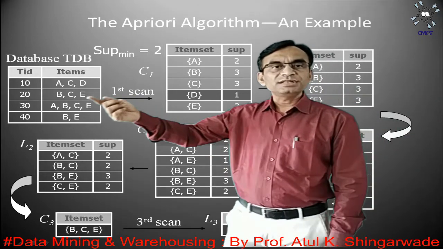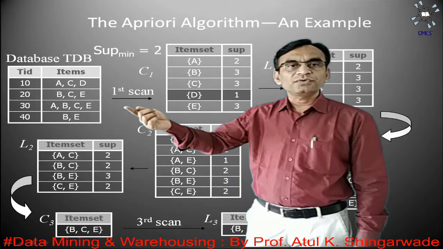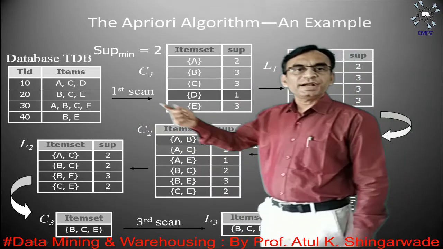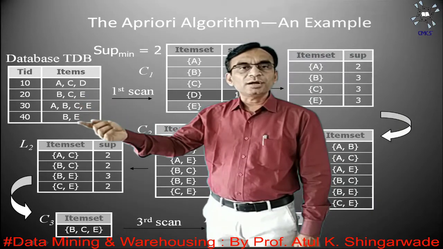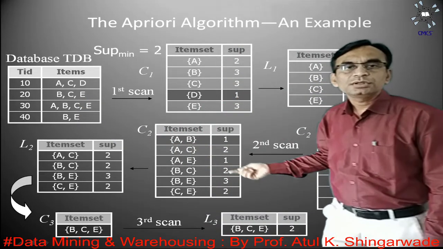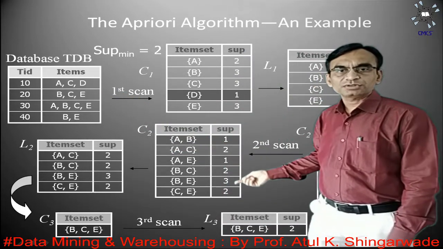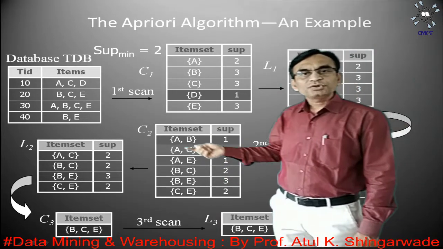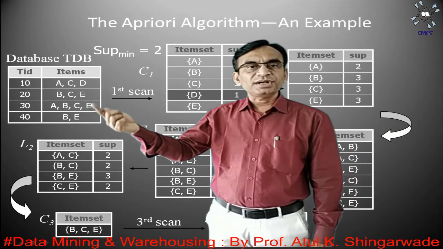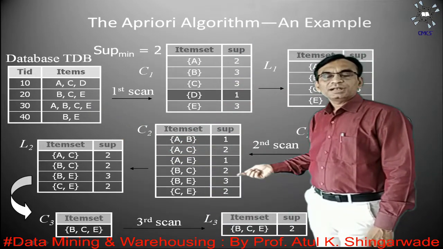Then what about B and C? B and C appear in 20 as well as in 30, and that's why the support count is 2. Then what about B and E? B and E appear in 30 and 40. Of course, B and E also appear in 20, and that's why the support count is 3. What about C and E? C and E appear in transaction number 20 as well as in 30. So the support count is 2.